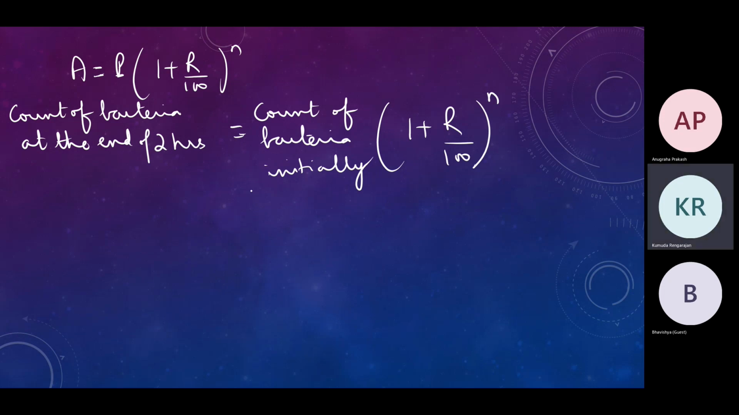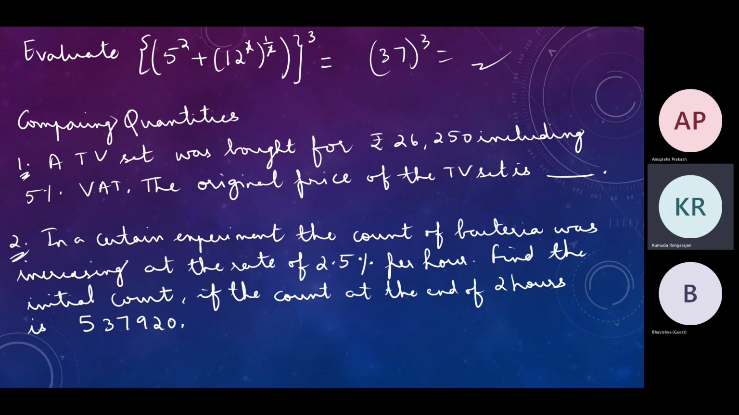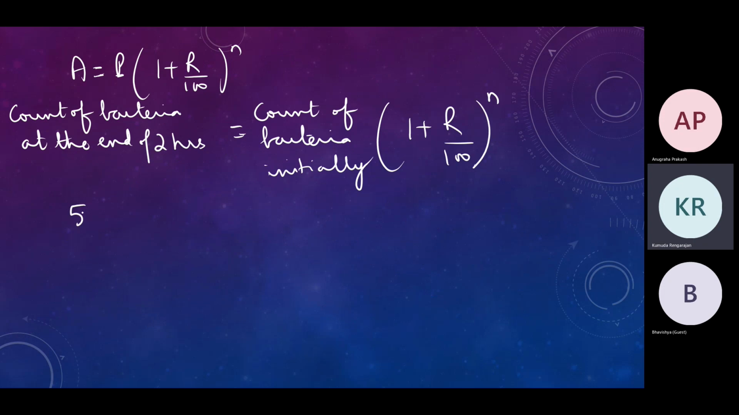Just rewrite this formula according to the situation in the question, where amount is something which happens in the future. Principal is now. Principal money is the money you invest in the bank, the present money. Amount is the money in future. So amount will be the count of bacteria at the end of 2 hours in the future, and the count of the bacteria now was the principal. So now substitute in the right places. What is 537920 at the end of 2 hours? 537920 is the count of the bacteria at the end of 2 hours.